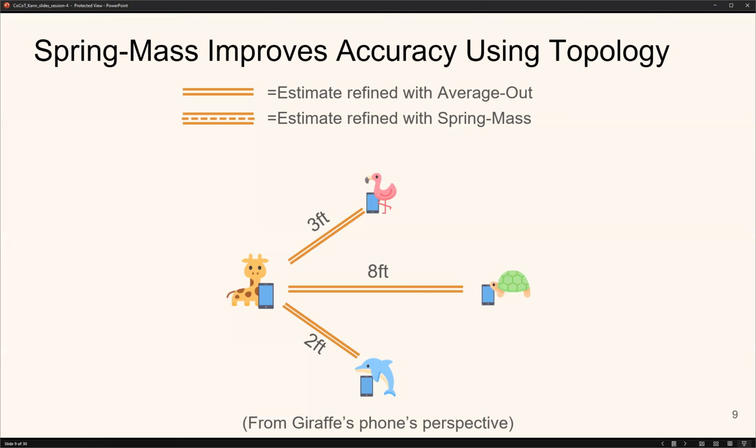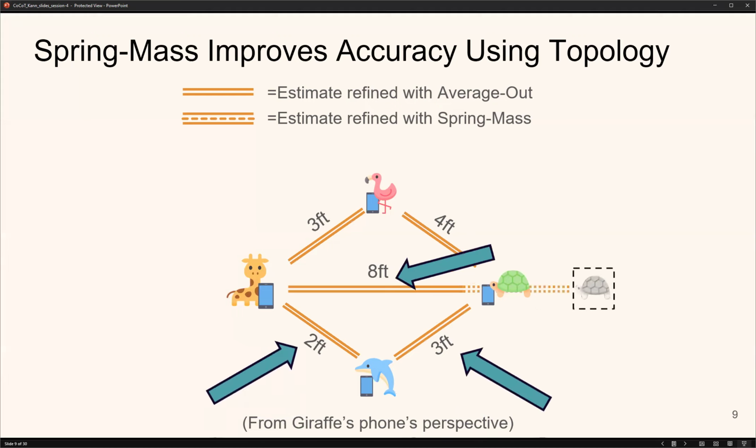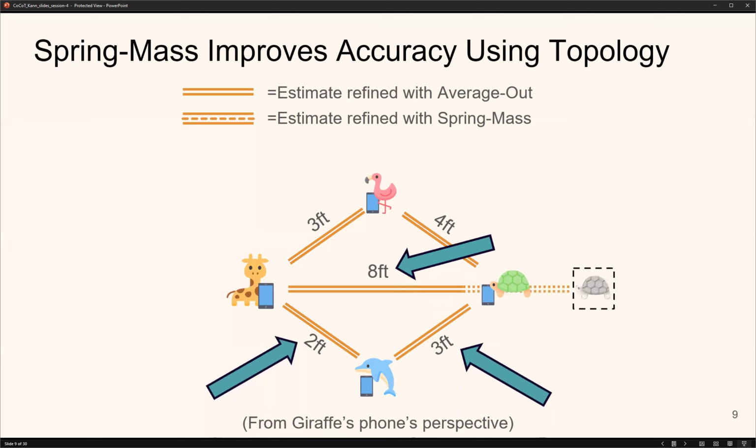The other thing we're going to point out is that when the turtle's phone and the dolphin's phone communicate, they're going to broadcast omnidirectionally with Bluetooth data advertisements and also send that information to the giraffe's phone. So the giraffe's phone is going to have a graph or a topology of the nearby users and their distances apart. And this sort of geometric view allows the giraffe's phone to see things that weren't previously visible.